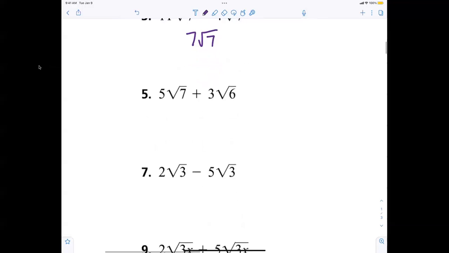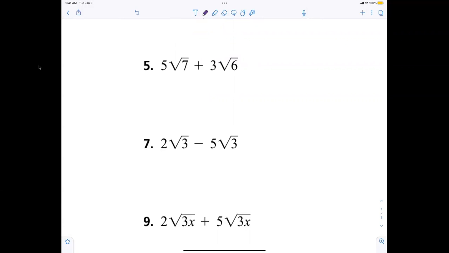Now I'm looking at 5 radical 7 plus 3 radical 6. Anybody? Yeah, that's the answer. That is the answer, right? There are 5 radical 7s. You're adding 3 radical 6s. Is 7 radical 7 and radical 6 the same thing? No, they're not the same.